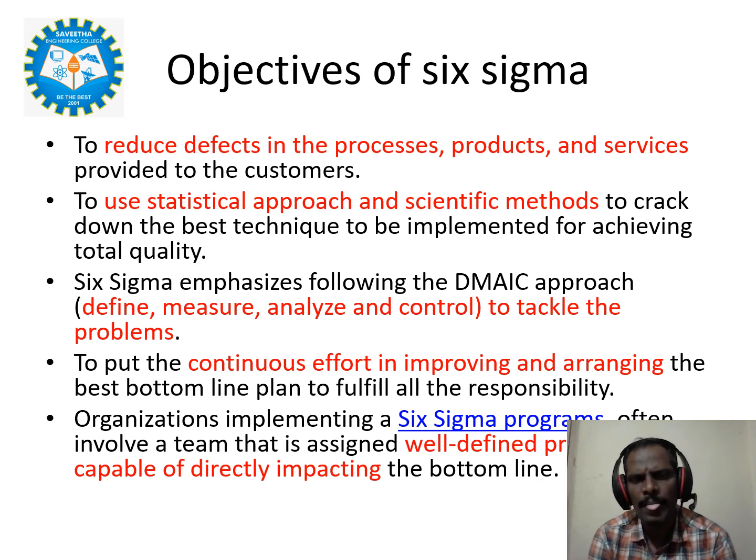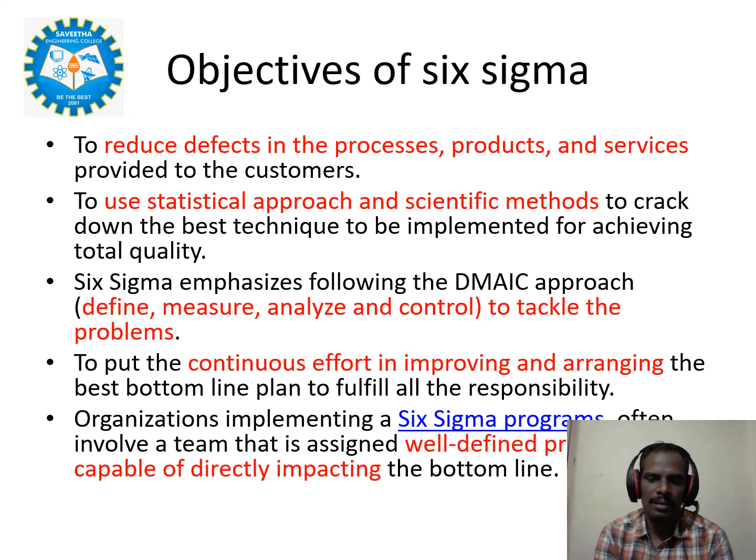Objectives of Six Sigma: to reduce defects in the process, product, or service, and to provide customer satisfaction. It uses a statistical approach or scientific method to find the better technique to achieve the highest quality of the product. It emphasizes define, measure, analyze, control, so that all problems are tackled and the required product is obtained. It puts continuous effort into improving and arranging the best system to fulfill the requirement of the product.